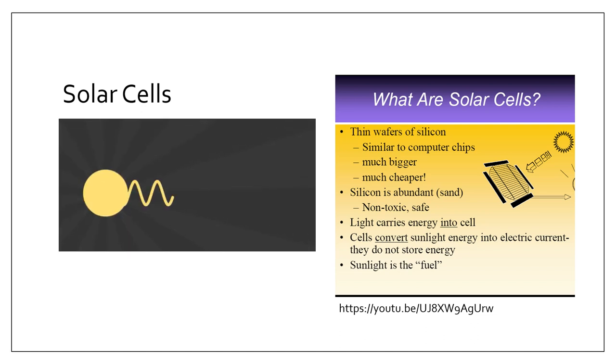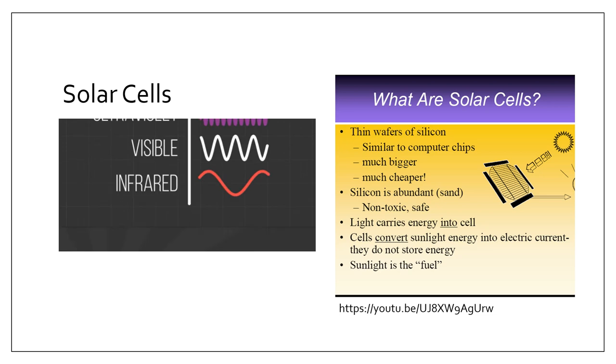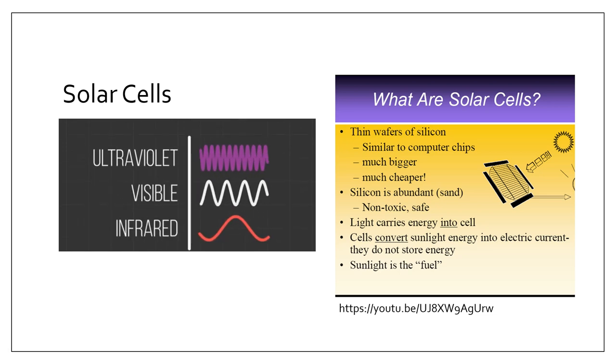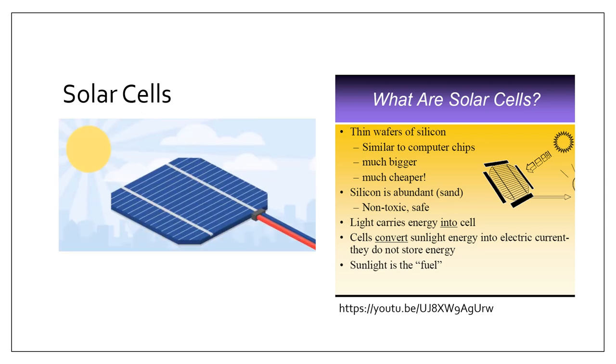Light carries the energy into that cell, and then this panel is going to convert sunlight into electricity. Different from the passive, because we do not store the energy, we use it directly. And sunlight is your fuel, of course.